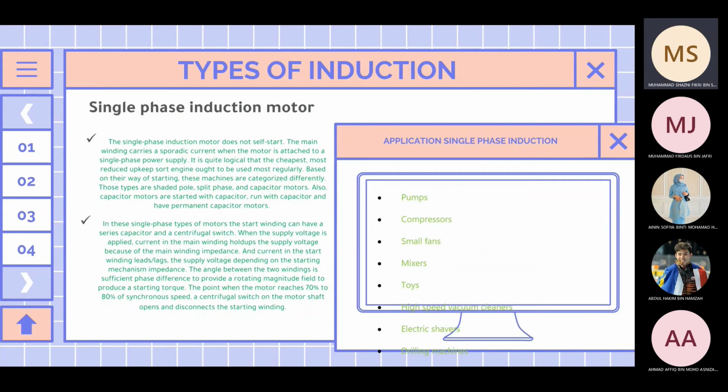Single-phase induction motor. The single-phase induction motor does not self-start. The main winding carries an alternating current when the motor is attached to a single-phase power supply. It is quite logical that the cheapest, lowest maintenance type of engine ought to be used most regularly. Based on their way of starting, these machines are categorized differently. Those types are shaded pole, split phase, and capacitor motors. Also, capacitor motors include capacitor start, capacitor run, and permanent capacitor motors.